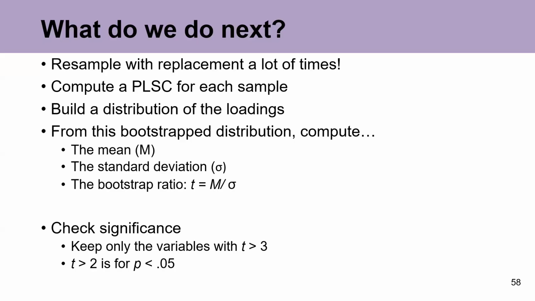And the reason 2 is used is that the idea of t is the same as the idea of z. If you look at the equation of z, it's pretty much the same. It's mean divided by standard deviation. And remember the criterion we use for z at 0.05, 1.96. Does that value sound familiar? 1.96 is very close to 2, so we just round it up to 2. So in the bootstrap ratio, we usually set the criterion to 2. If it's larger than 2, it means that it's significantly different from 0.